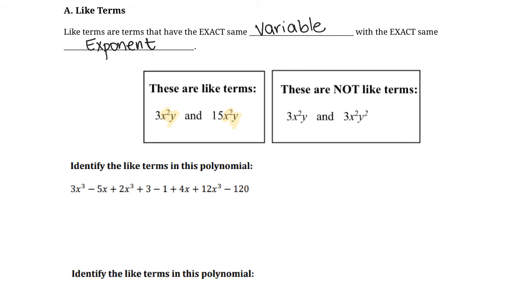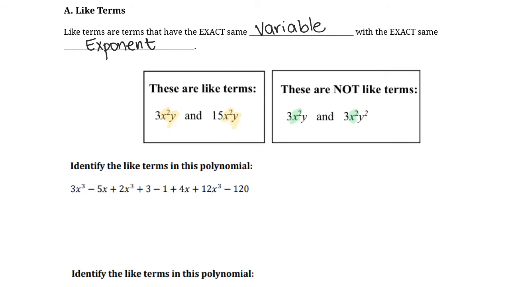On the other hand, if we take a look at the second box, these terms are not like terms. So we've got 3x squared y and 3x squared y squared. The coefficients are the same. They both start with 3, but the coefficients don't really matter. What we care about are the variables, the letters, and the exponents attached to them. Both of these terms have an x squared, okay? But in order for them to be considered like terms, every single letter and every single exponent attached to the letter has to be the same.